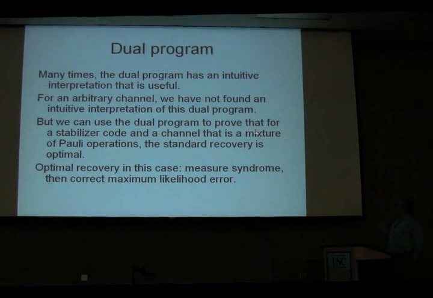But we can look at the very special case when it's a stabilizer code, and then we can find a solution in the dual, which gives you an upper bound on how well you could possibly do. And what this upper bound says is that the standard recovery is optimal. So what this means is that if you have a stabilizer code and a channel that is a mixture of Pauli operations, the best thing to do is measure the syndrome, and then once you've measured the syndrome, you do the best possible recovery, which is just figure out what the maximum likelihood error is given that syndrome and do the recovery.